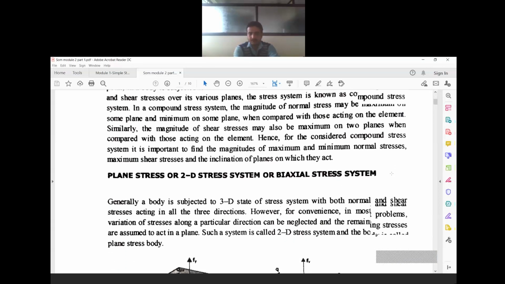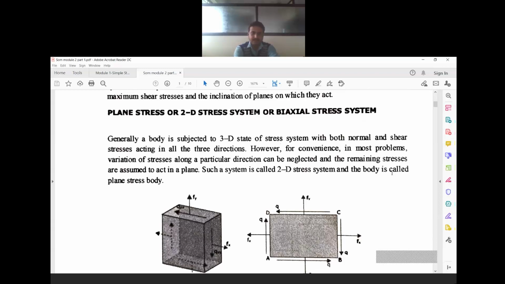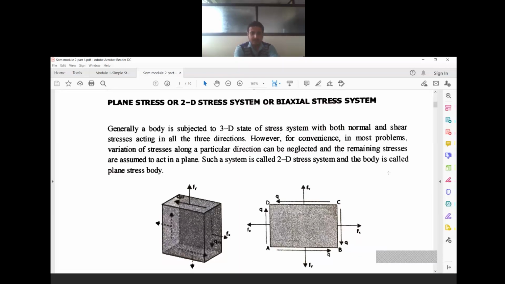See, we shall understand the axial systems, that means force systems. If you are able to understand the force system, then it would be much easier to continue with the chapter.